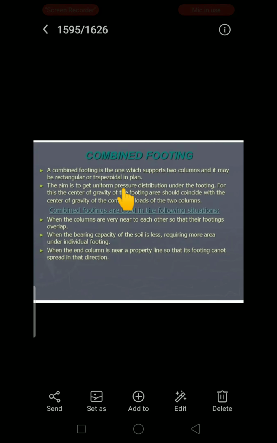Coming to the combined footing, it is the one which supports two columns, and it may be rectangular or trapezoidal in plan. If the bearing capacity of the soil is low, or the spacing between the two footings is very small, then we place a combined footing, side by side. So the combined footing is placed as rectangular or trapezoidal in plan. The aim is to get uniform pressure distribution under the footing.